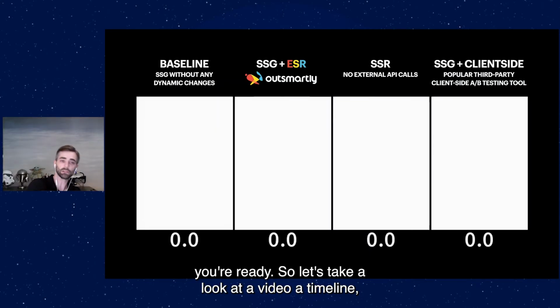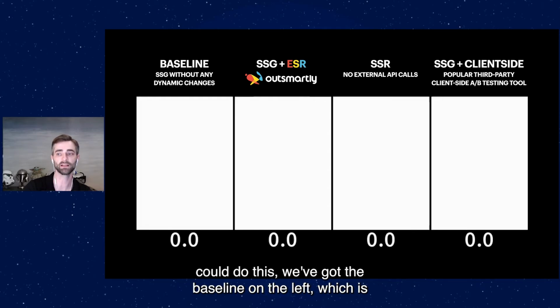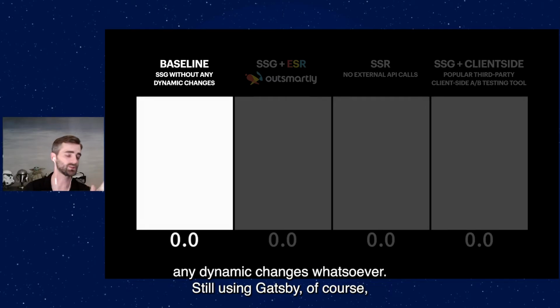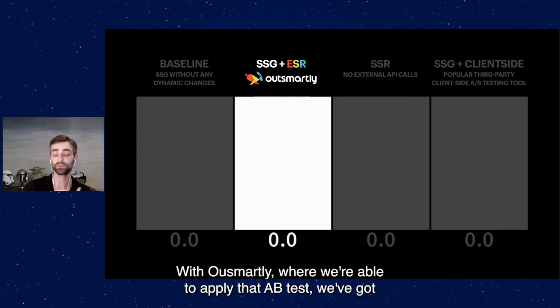So let's take a look at a video, a timeline, showing the performance difference of possible ways you could do this. We've got the baseline on the left, which is just static site generation cached at the CDN without doing any dynamic changes whatsoever. Still using Gatsby, of course. We've got static site generation, but now using ESR with Outsmartly, where we're able to apply that A/B test.